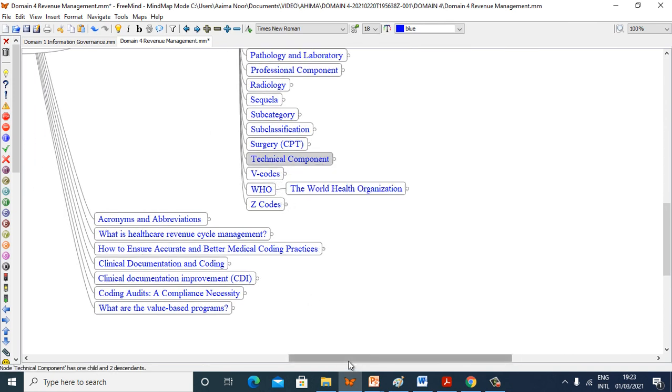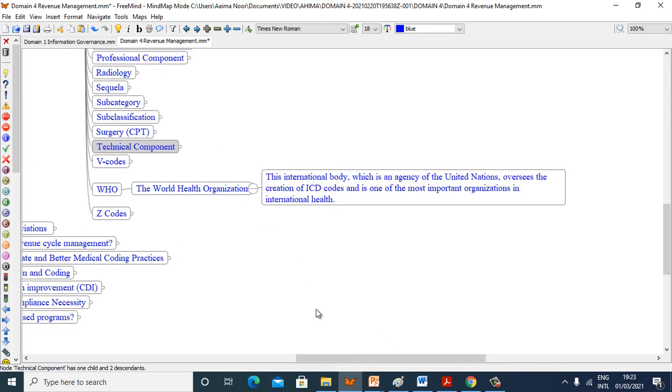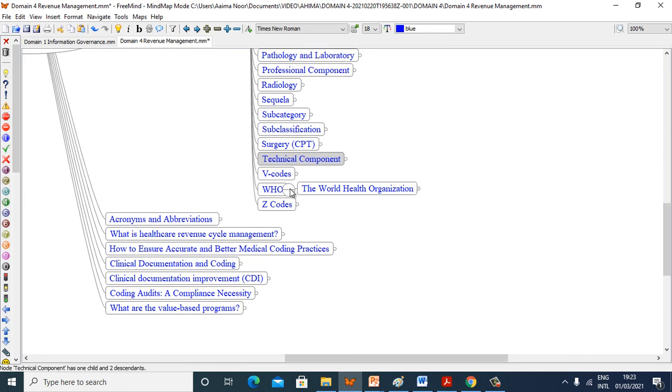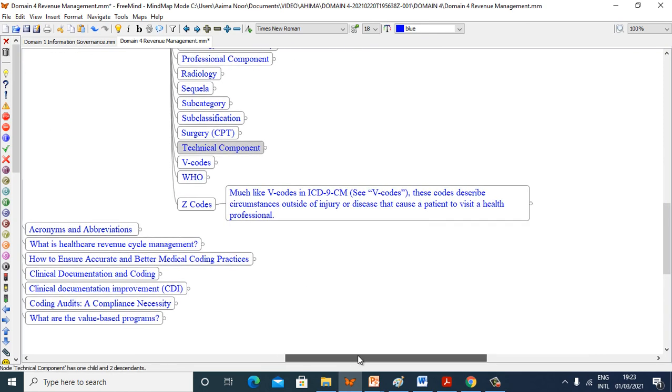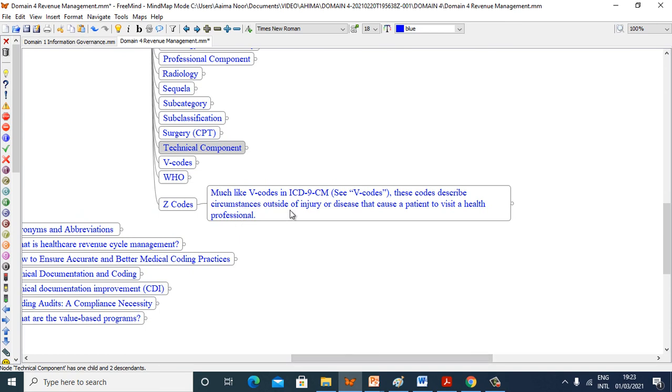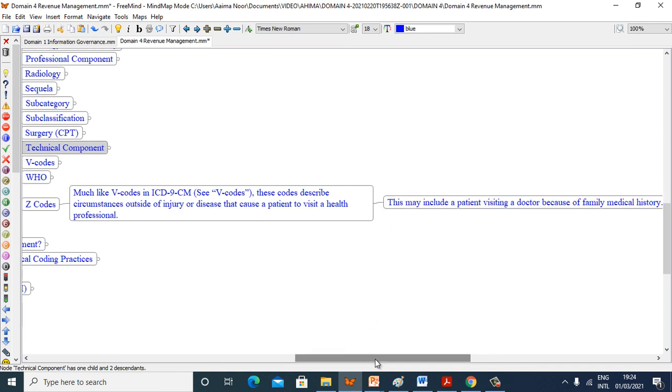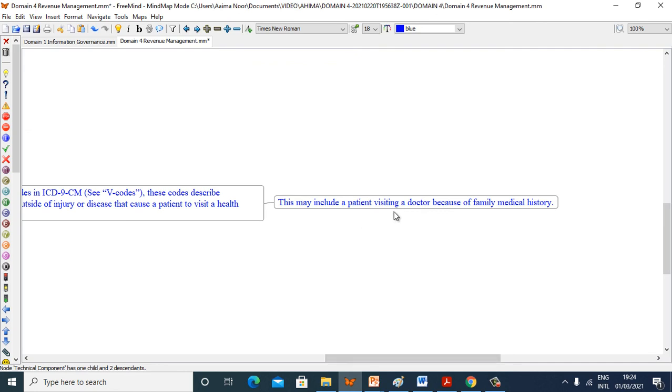WHO, the World Health Organization. This international body, which is an agency of the United Nations, oversees the creation of ICD codes and is one of the most important organizations in international health. G codes. Much like V codes in ICD-9-CM, these codes describe circumstances outside of injury or disease that cause a patient to visit a health professional. This may include a patient visiting a doctor because of family medical history.